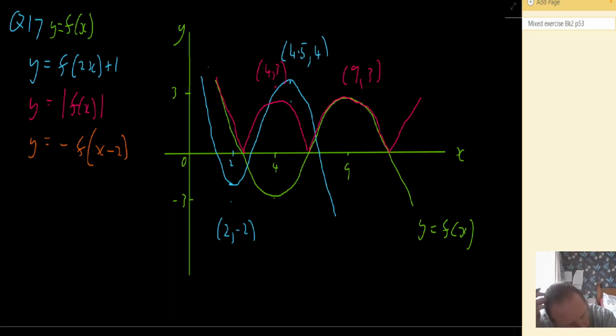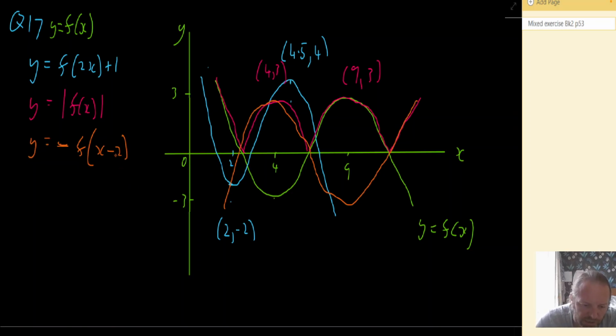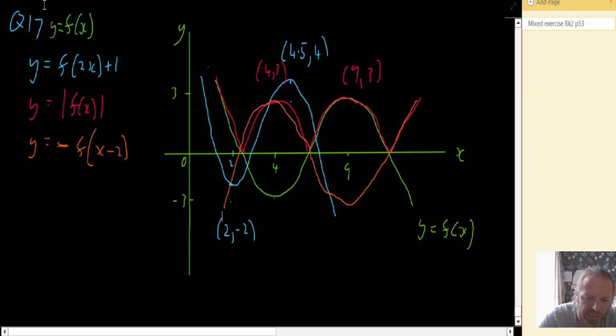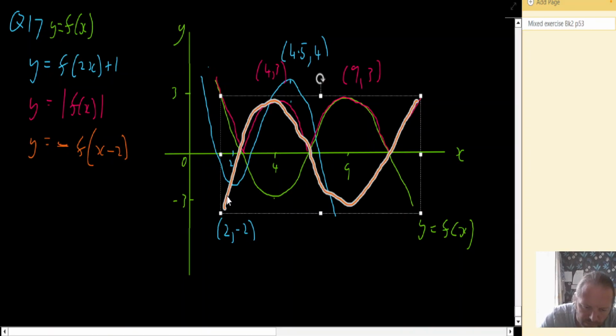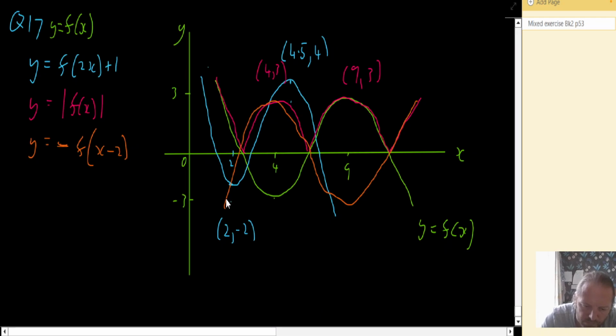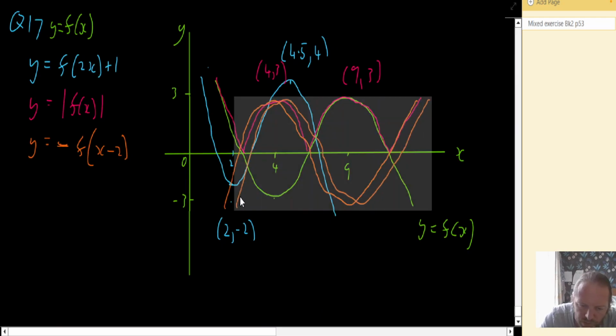Right then, what's happening with this one? f of x minus 2 and then the negative of it all. So the negative of it all, this minus at the front, means that the entire thing is going to be flipped upside down, something like that. But because it's then got this minus 2 on it, the entire thing gets moved 2 to the left.